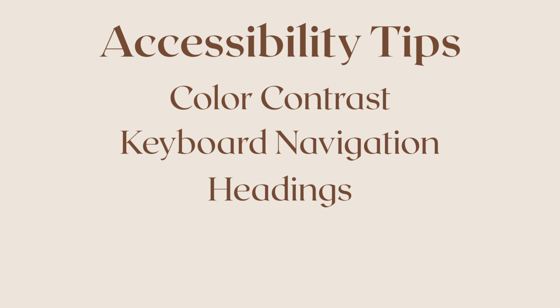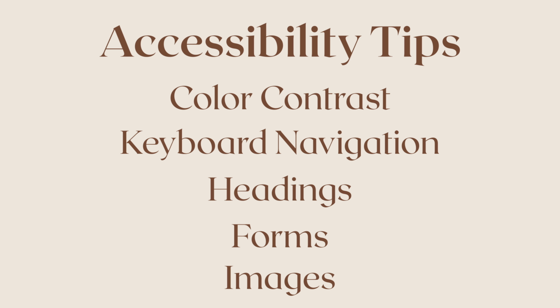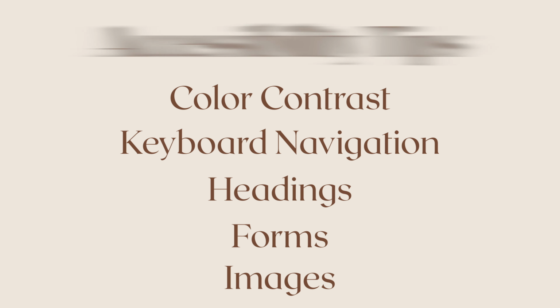Headings. Use headings H1, H2, H3, etc. to structure your content. It's like a roadmap for your users. Forms. Label all form fields clearly and provide meaningful instruction. Nobody wants to get lost in a maze of forms. Images. Use alt text to describe images. This helps people who can't see the image understand what it's about. Remember, accessibility is about making your website inclusive for everyone. So let's make it a priority.